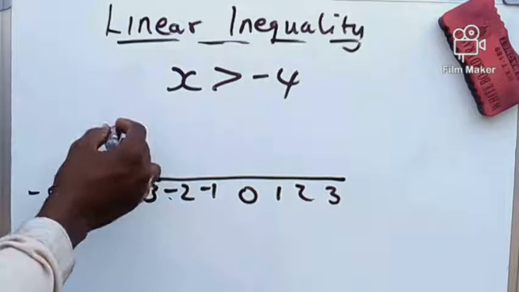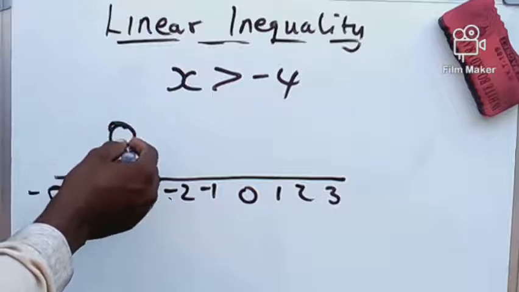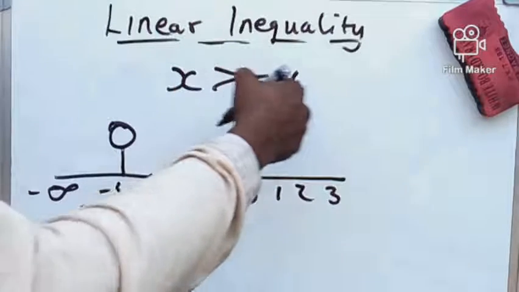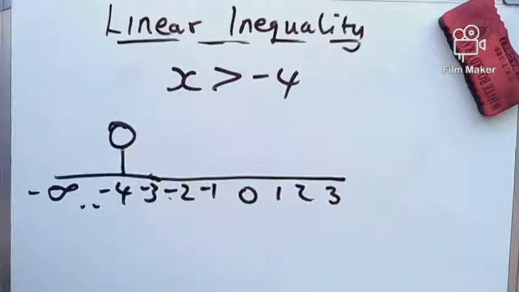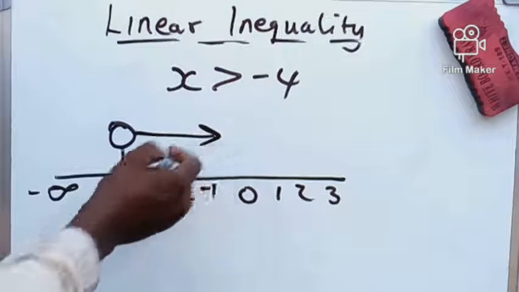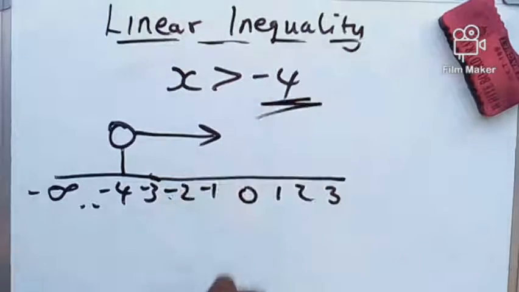Remember, this is a greater than sign. We're going to take a small circle that is not shaded. So we say x is greater than minus 4. Which direction will it point? Rightward or backward? Definitely it is going to be rightward. And this is the representation of this problem on a number line, and that is the answer.